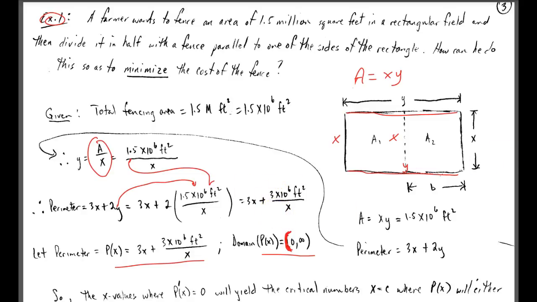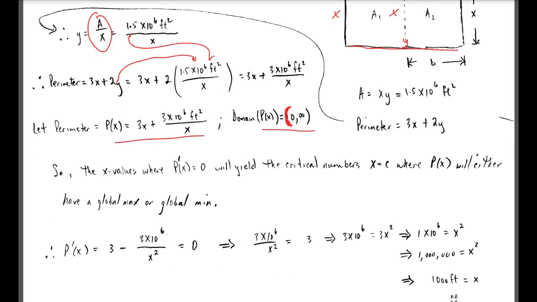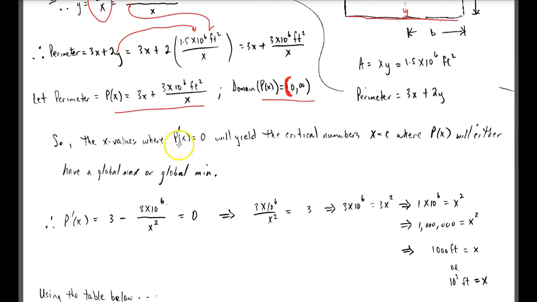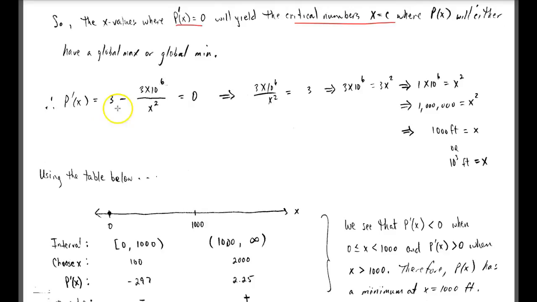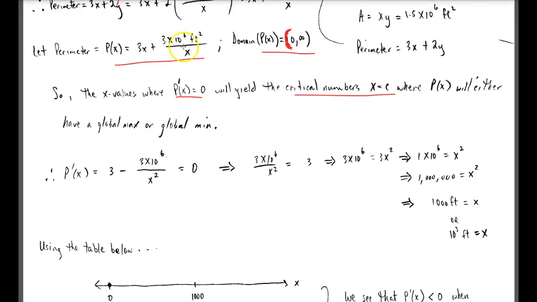because we can't have a side that is exactly 0 feet in length. So moving on, we will need to find the derivative of the perimeter and set it equal to 0. The critical numbers that satisfy that equation will tell us where our perimeter can be minimized or maximized. And so we'll take the first derivative of our perimeter function, which is here.